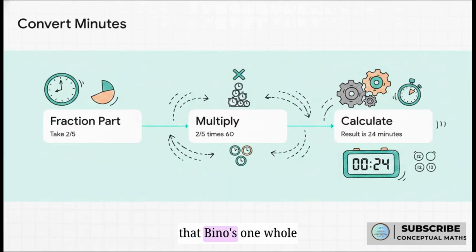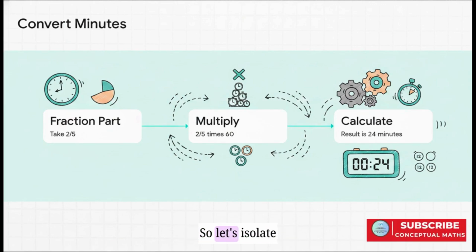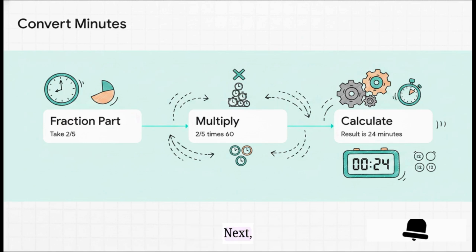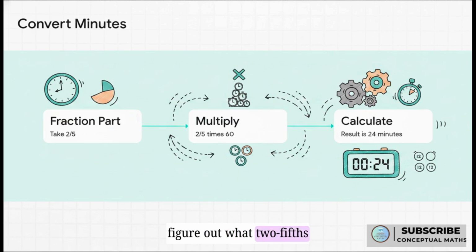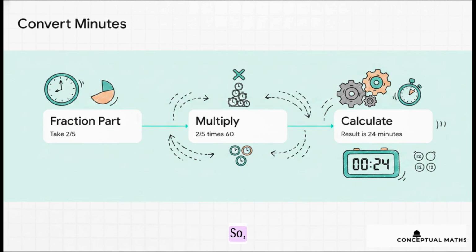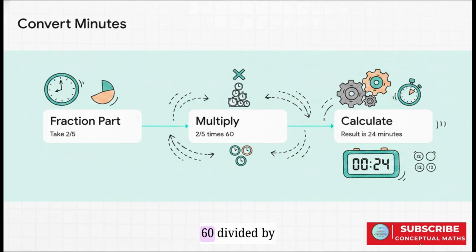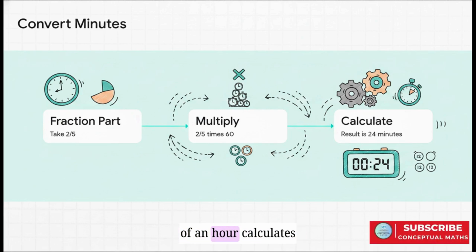We already know that Bino's 1 whole hour is just 60 minutes. That's the easy part. So let's isolate the tricky part, the fraction. First, we just grab that fraction part, which is 2/5. Next, we multiply that fraction by our 60 minutes to figure out what 2/5 of an hour really is in minutes. So, 2/5 multiplied by 60. Now let's do the math together. 60 divided by 5 is 12, right? And 12 times 2 is 24, which means 2/5 of an hour calculates out to exactly 24 minutes.